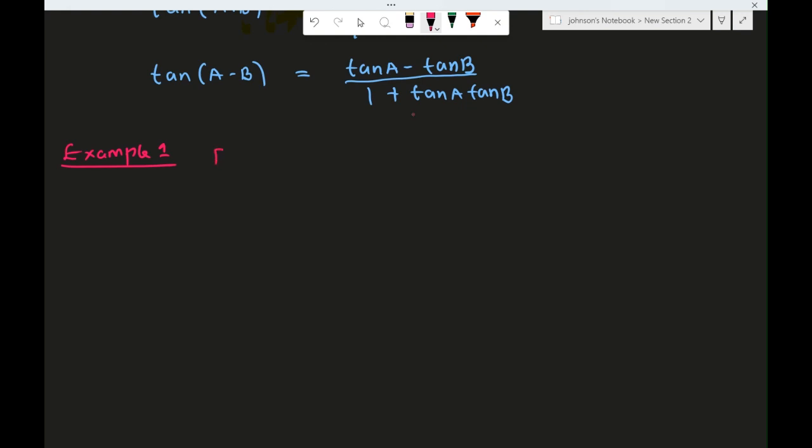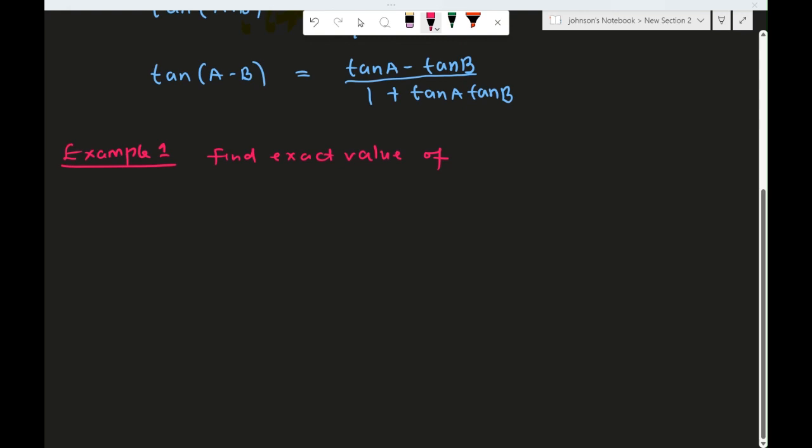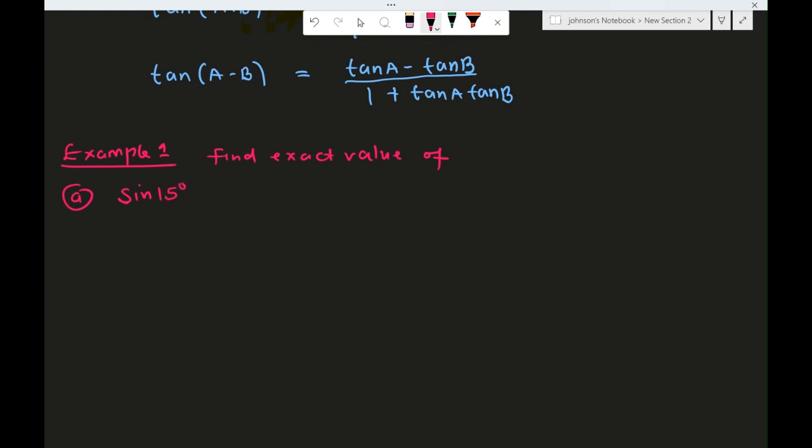Let's say we want to find the exact value of sine 15 degree. So what is sine 15 degree? We don't know the exact value, so we can write it as sine of 60 degree minus 45 degree. This will give us what?